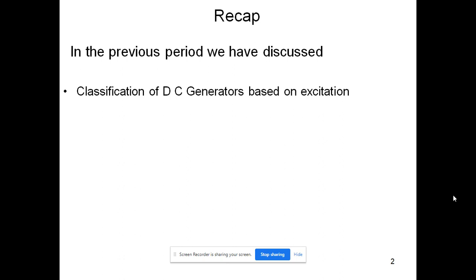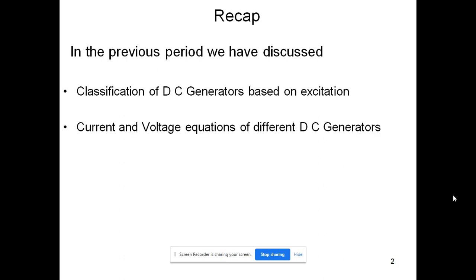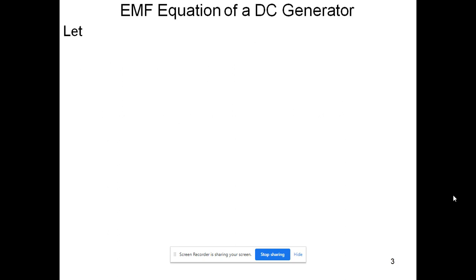this is the previous classes recap, that is classification of DC generators based on excitation and their voltage and current equations. Now let us start the EMF equation of a DC generator.